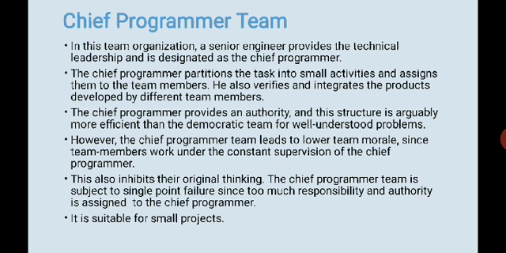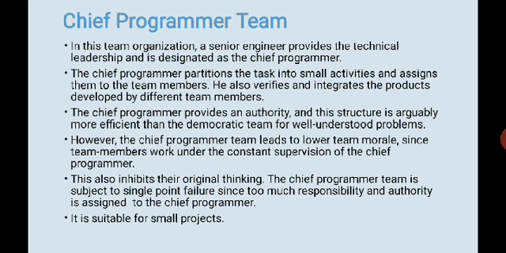First we come to the chief programmer team. In this team, a senior engineer will become the technical leadership and he will be the chief programmer. As the name suggests, chief means it has lots and lots of power, and in the programmer team the head would be a programmer, right? So the chief programmer partitions the task into small activities and assigns them to the team members. He'll be the one who will be delegating the task, and he also verifies and integrates the product development by different team members, right?